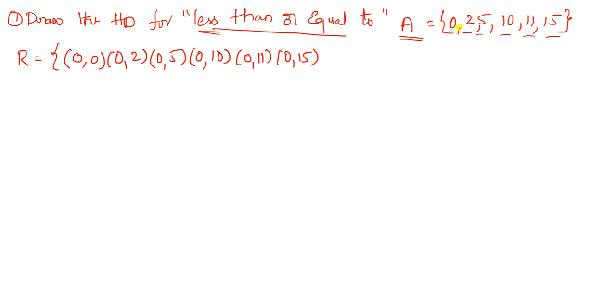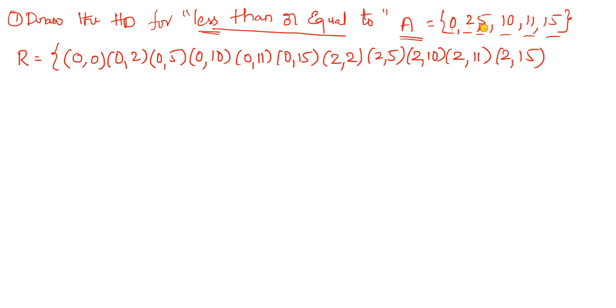Is 2 less than 0? No, 2 is greater than 0, right? So 2, 0 is not an element. Next, 2, 2. Yes, 2 is less than or equal to 2, so 2, 2 exists, and 2, 5. 2 is less than or equal to 5 and 2 is less than 10, so 2, 10 is another element, and similarly 2, 11 and similarly 2, 15.